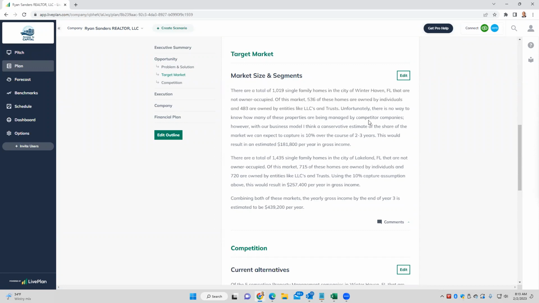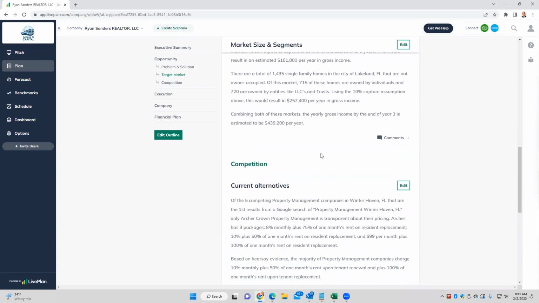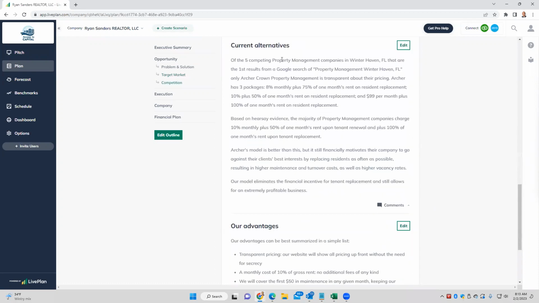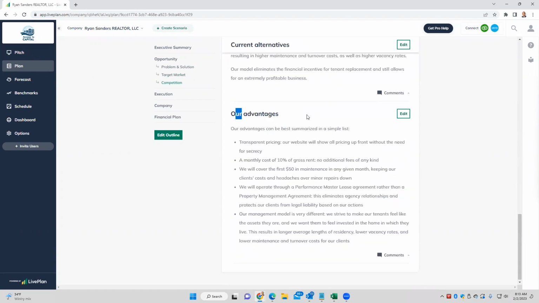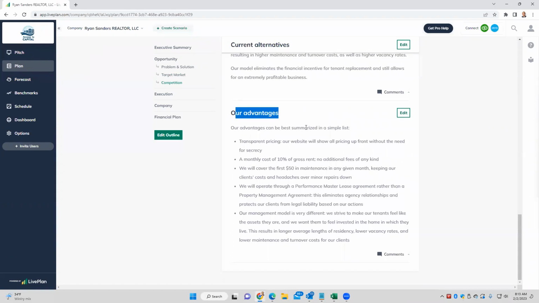So we're defining to the reader, to help them understand our business and our business environment. This is good information for the client to know, to understand their competition, but it's especially important for the reader, the lender, because the lender is expecting that the client has done this research. So then we have our competition in terms of that there's 5 other competing property management companies, identifying our advantages.